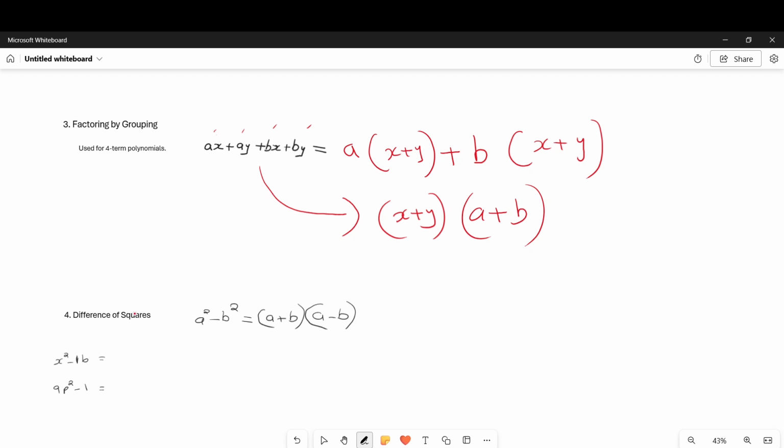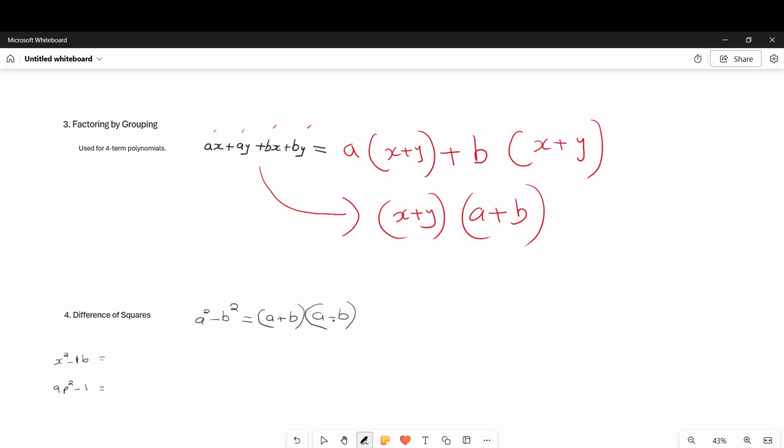So the fourth one is difference of squares. What is difference of squares? This is the general equation of difference of squares: a square minus b square. We can factor it simply as a plus b and a minus b. So whenever you have an expression like a square minus b square, you can simply factor it out as a plus b and a minus b.